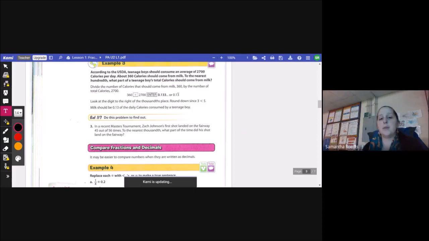So I'm going to divide the number of calories that should come from milk, 360, by the number of total calories that they should have per day. So 360 divided by 2,700 is 0.13. Notice that 3 repeats. So 0.13 with the bar over the 3. Look at the digits to the right of the thousandths place. Round down since 3 is less than 5. Milk should be 0.13 of the daily calories consumed by a teenage boy.